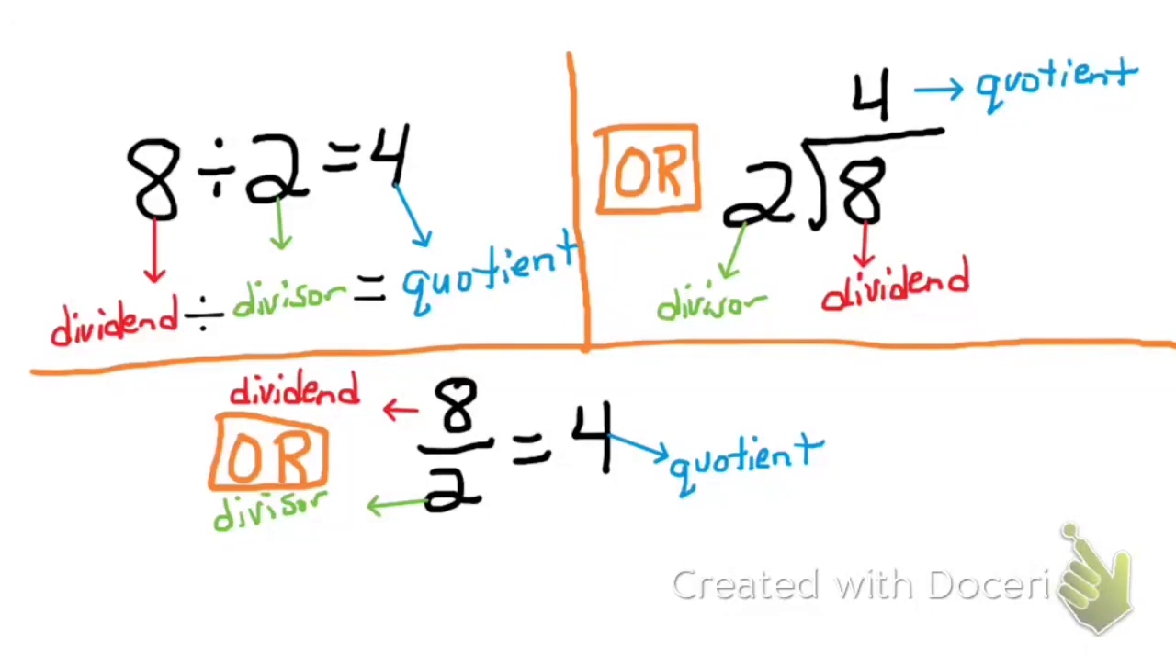So a quick review of this lesson. There are three ways to write division. The horizontal way, dividend divided by divisor equals quotient. On the right side, the division box format, dividend inside the box, divisor outside the box, quotient above the box. Or the fraction format, which is the dividend on top of the fraction, divisor on the bottom of the fraction, and answer after the equal sign.